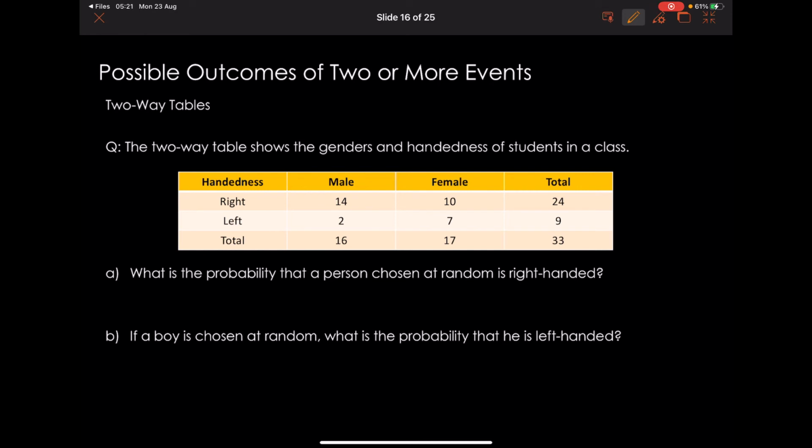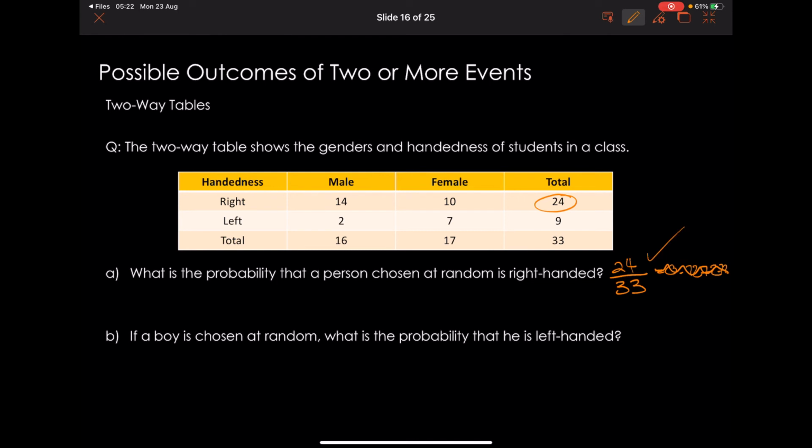Okay, if you've had a go at that then. The probability that a person chosen at random is right-handed. Well, there are 24 people that are right-handed, 24 people out of a total of 33 people. And we can't cancel that fraction down. And if we wrote it as a decimal, it would probably give us quite a long answer. Let's just check. 24 divided by 33 gives us 0.727272. So we can leave it as a fraction, that's fine.